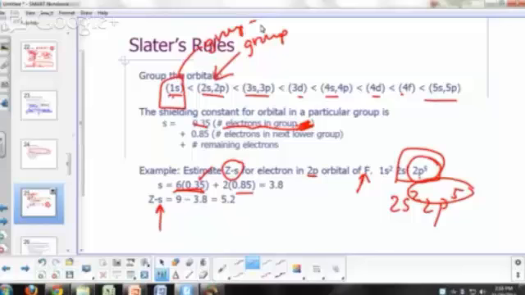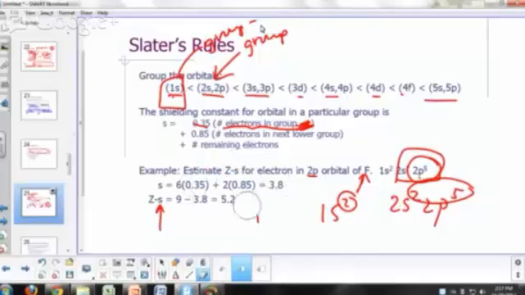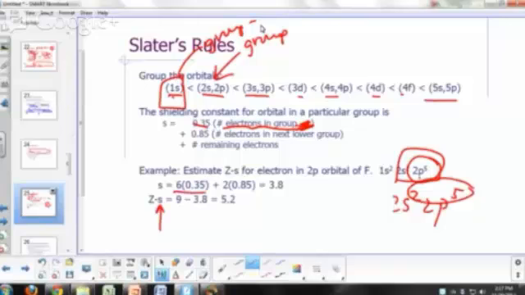Each of these electrons would shield it by an amount equal to 0.85. So there's 2 electrons in the 1s. Each one of those electrons would contribute 0.85 to the shielding. So your shielding constant here for an electron in a 2p orbital of fluorine would be 6 times 0.35 plus 2 times 0.85, or 3.8. So effectively, instead of feeling the force of 9 protons, because of the presence of the other electrons, it will be shielded by an amount equal to 3.8. So it will be feeling the effect of only, as if there's only 5.2 protons pulling it in.